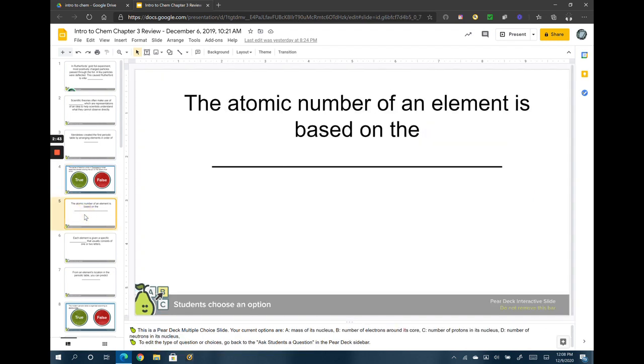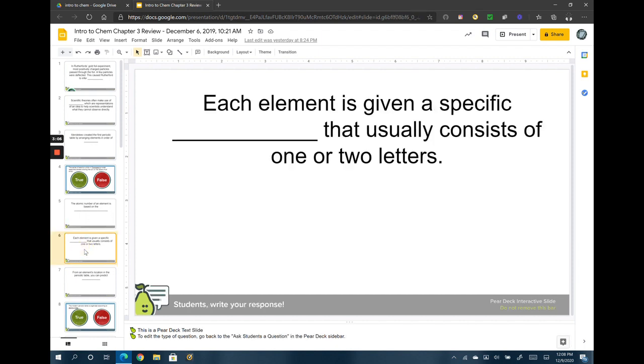The atomic number of an element is based on mass of its nucleus, number of electrons around its core, number of protons in its nucleus, or the number of neutrons in its nucleus. And we know that the atomic number is based on the number of protons in the nucleus. Each element is given a specific blank that usually consists of one or two letters. Chemical symbol. Each element is given a specific chemical symbol that usually consists of one or two letters.